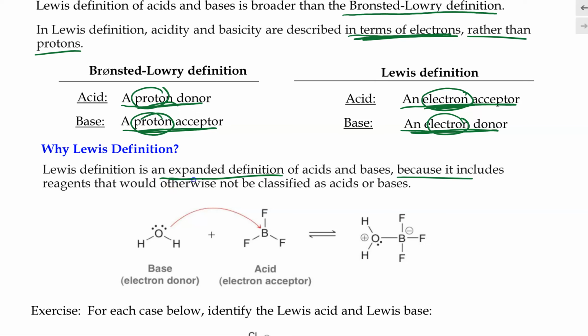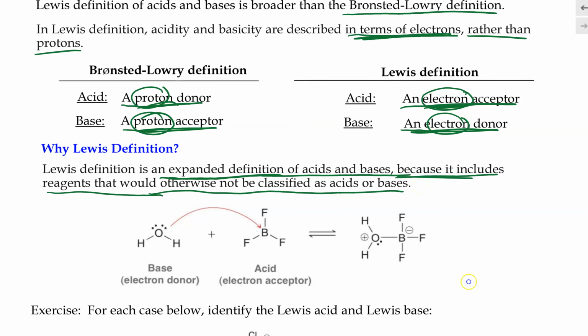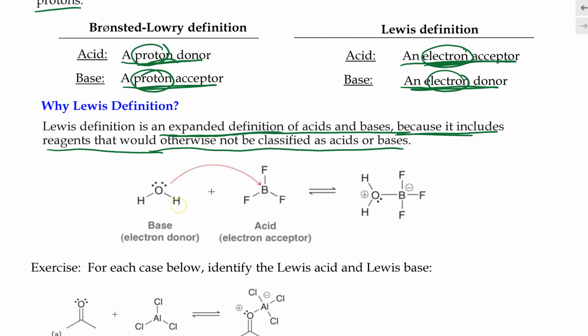So it is an expanded definition of acids and bases because it includes reagents that otherwise would not be classified as acids and bases. For example, in this reaction right here, where water is donating an electron pair to the boron from this boron trifluoride, if we were to analyze this reaction using the Bronsted-Lowry definition, we would not consider this to be an acid-base reaction because no proton is being transferred in the course of this reaction.